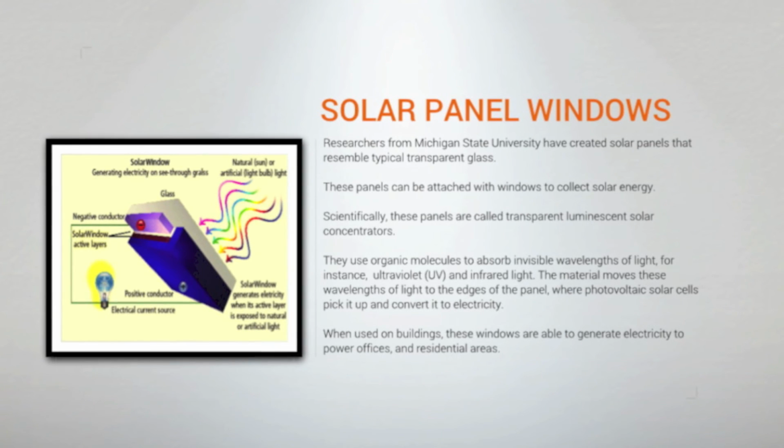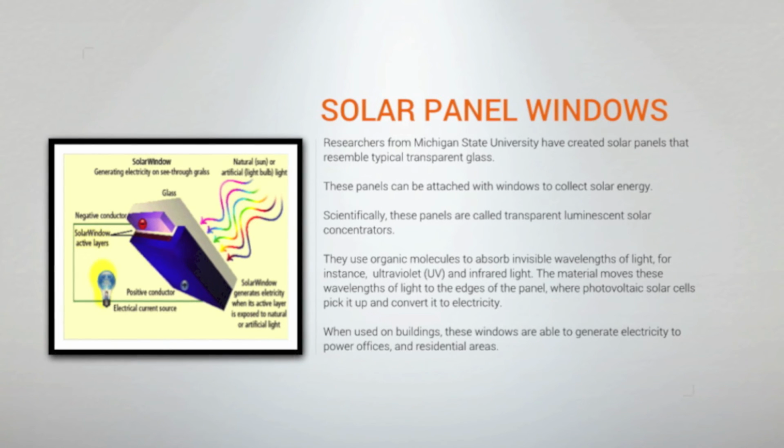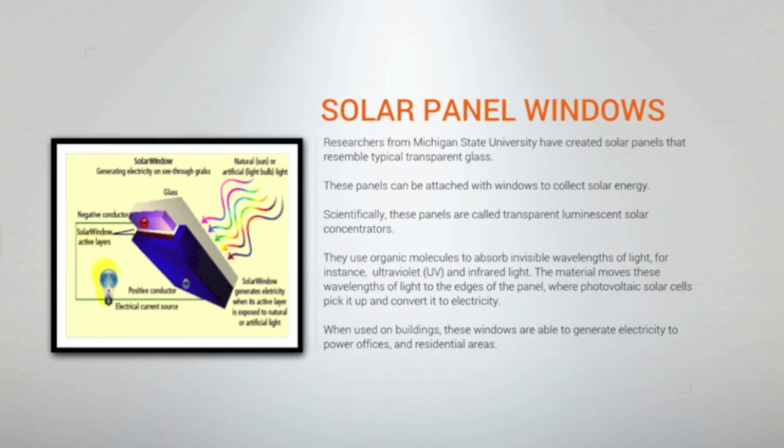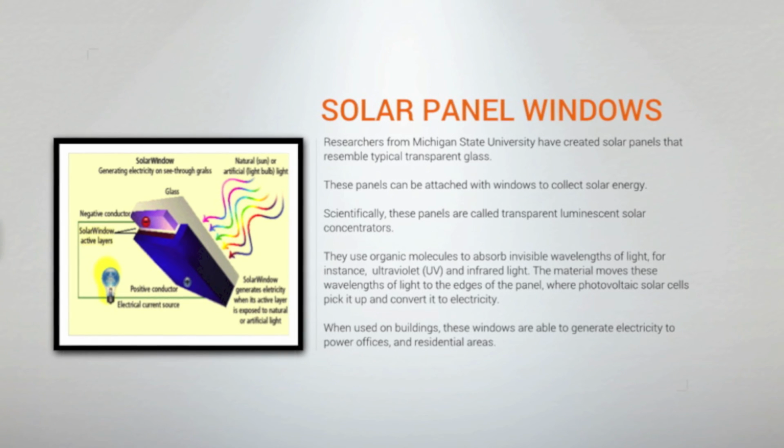Scientifically, these panels are called transparent luminescent solar concentrators. They use organic molecules to absorb invisible wavelengths of light. By moving the wavelength of lights to the edges of the panel, where photovoltaic solar cells are, sunlight is then converted into electricity. When used on buildings, these windows are able to generate electricity to power offices and residential areas.